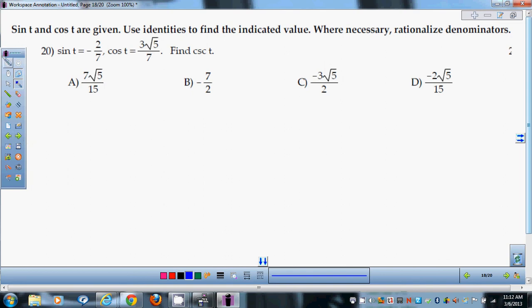Yeah, cosecant is just the flip of sine. So it'll be negative 7 over 2. You don't even need the cosine. They happened to ask us something that would straighten the problem. Cosecant is the flip of sine. However, what if they had asked you for tangent or cotangent?